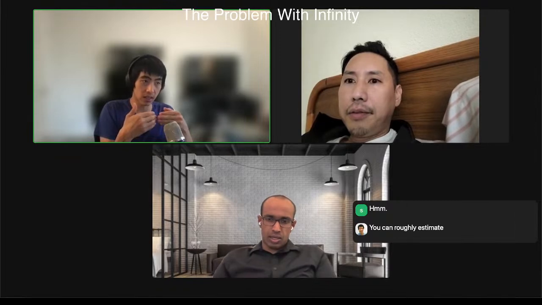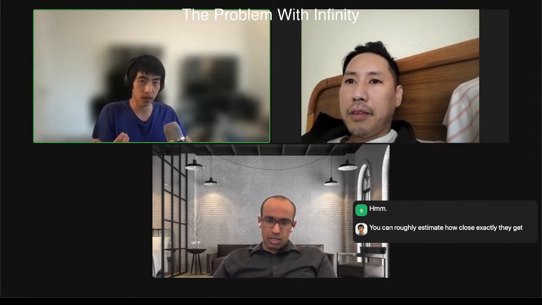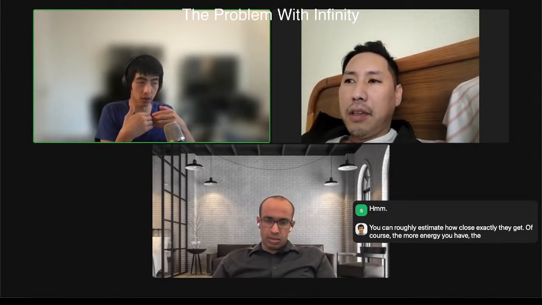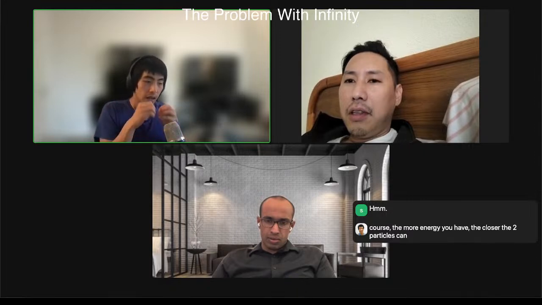Yeah, so let me answer this. They do experience some level of force law. It might not exactly be 1 over r, so there will be some distance dependence. And they never exactly touch. You can roughly estimate how close they get. Of course, the more energy you have, the closer the two particles can go.